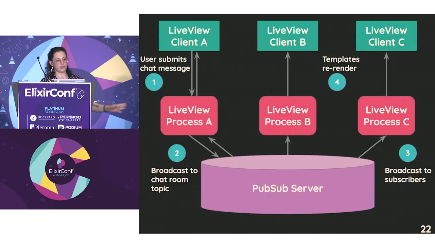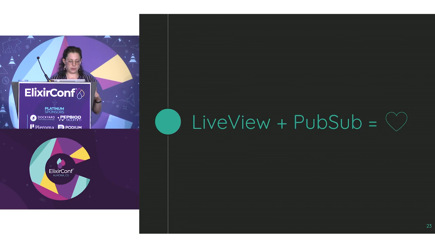So before we move on, I just want to walk through each particular step. In step 1, a user submits that new chat message, sending an event to its own LiveView process. That LiveView process will receive the message, make some change, and then broadcast it to all the other LiveViews subscribed to that chat room topic. All those other LiveView processes are going to receive that message broadcast, update their own state, and re-render accordingly, which is pretty cool. All right, so what did this approach win us?